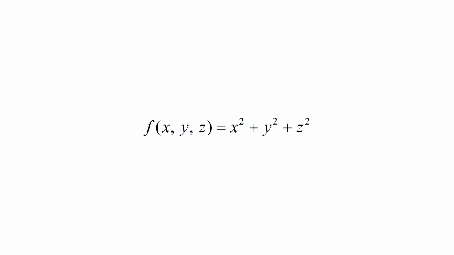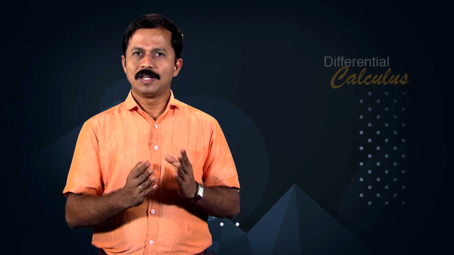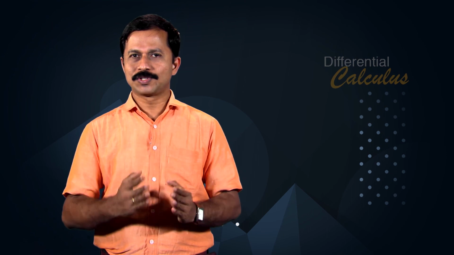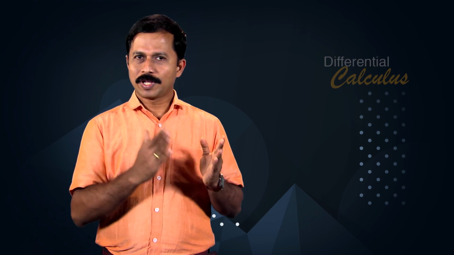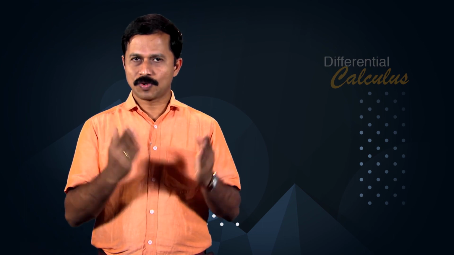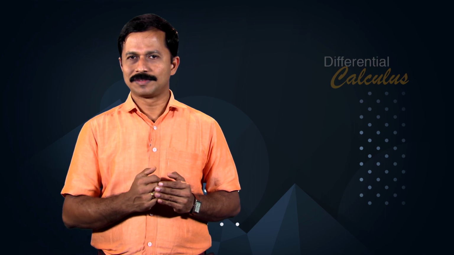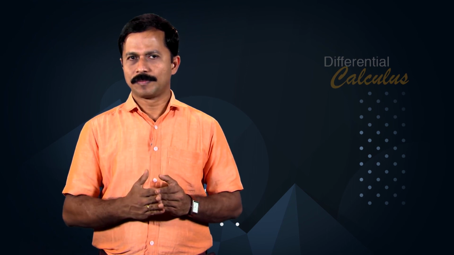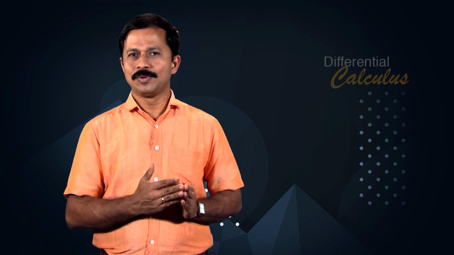As another example, consider the function f of x, y, z is equal to x square plus y square plus z square. The level surfaces have equations of the form x square plus y square plus z square is equal to k. For k greater than 0, the graph of this equation is a sphere of radius square root of k centered at the origin. For k is equal to 0, the graph is the single point triplet 0, 0, 0, and for k less than 0, there is no level surface.